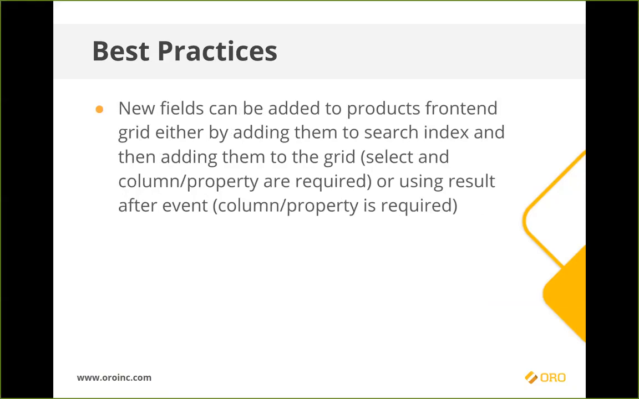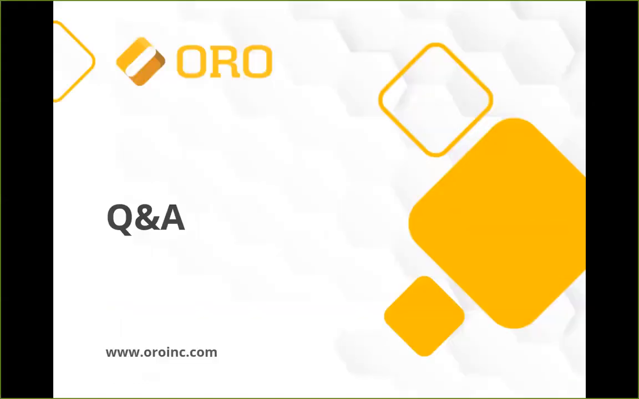There are several ways how you can add new fields to the product's front-end grid. You may add them to the search index, which we have already discussed, and add them to the grid, or you can add them directly from the database using the result after event. This is how the list of the shopping lists is added to that grid. And that's all about the products and master catalogs. Let's check the list of the questions.